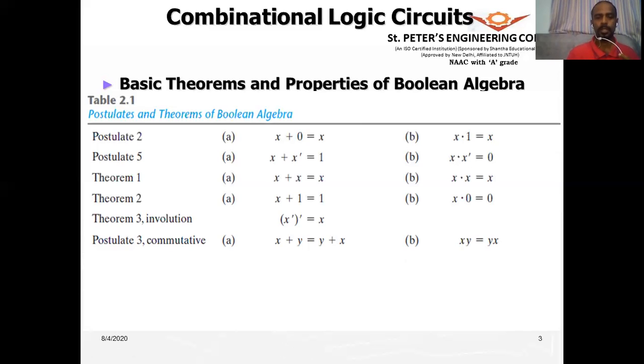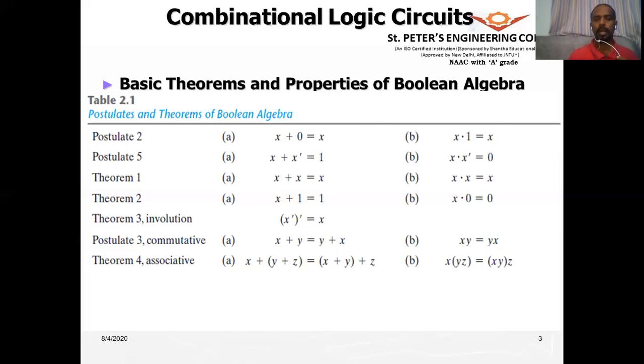The next theorem is the associative property, that is x ORed with the result of y OR z is the same as the result of x OR y ORed with z. Okay, so this is the associative property. Similarly, for the AND operation, x ANDed with the result of y AND z is the same as the result of x AND y, ANDed with z. So this is the associative property.